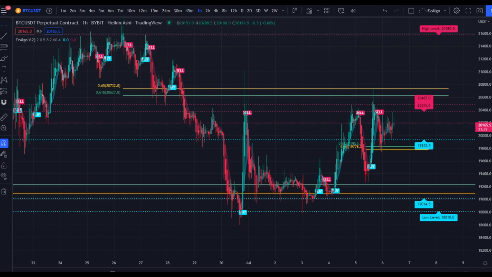Having this skill to be able to draw this and identify those golden pocket levels will definitely help out your trading, especially, like I said, when you use it in confluence with support and resistance levels and EzAlgo. It makes finding those entries a lot easier and allows you to snipe those entries.